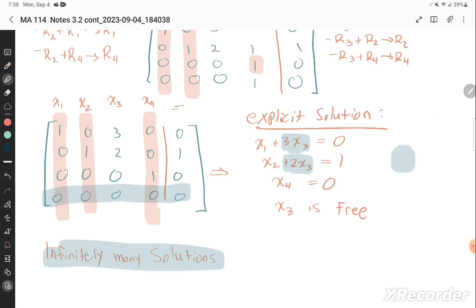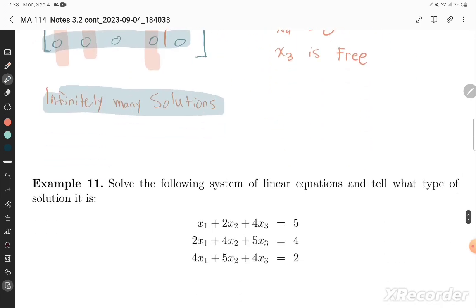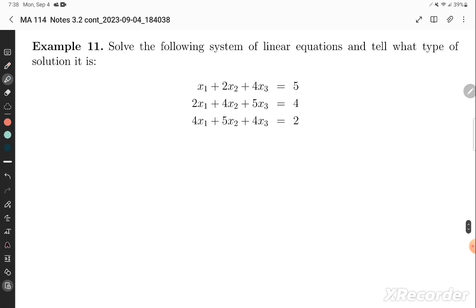And what I mean by explicit solution is, on an exam, I'm going to accept it if you just want to write infinitely many solutions. I'm not going to expect you to say that x3 is free. I just want you to recognize when you're going to have infinitely many solutions, when you're going to have no solutions, and when you're going to have exactly one solution. So let's do one more. We have one more example and then we're going to call it a day here.